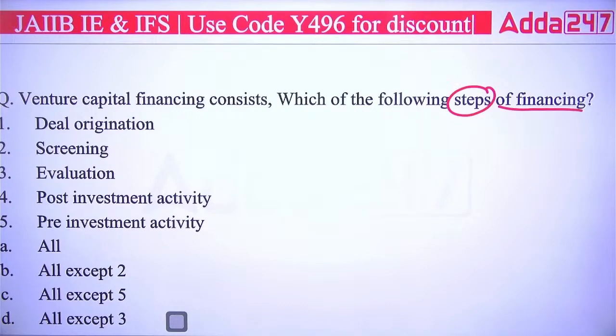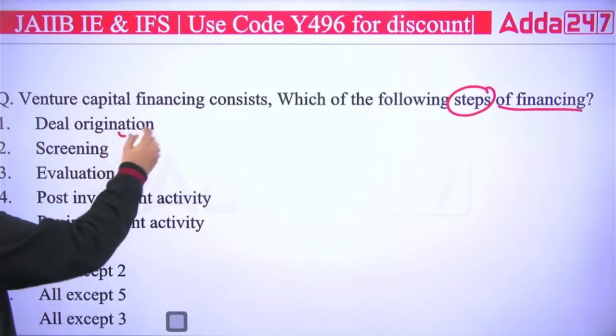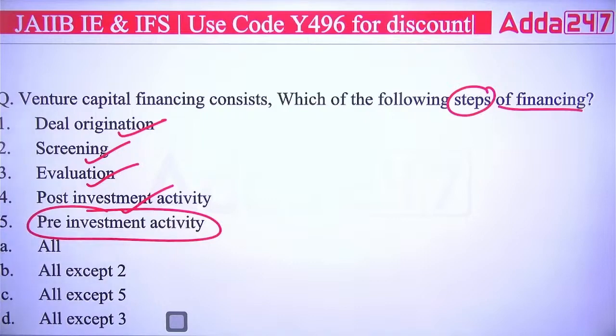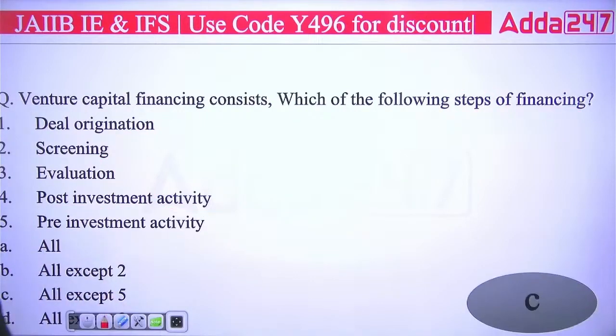Okay. So actually the right answer here will be what? Deal origination, screening, evaluation, post-investment are part of the stages, but not pre-investment activity. No such activity exists as pre-investment activity. So your right answer will be what? All except fifth, it means option C. All are part, but the fifth option is actually not a part of the steps of financing in venture capital. So the right answer will be C, all except fifth.